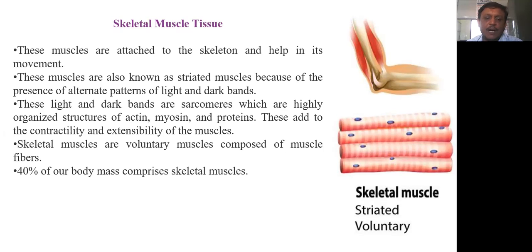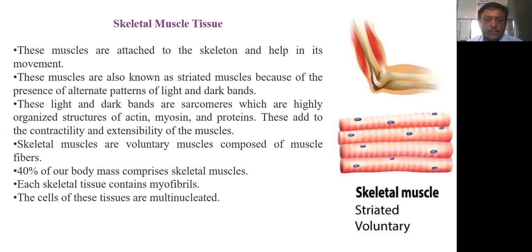40% of our body mass comprises skeletal muscles. So whatever the mass of our body is, 40% of it is made up of skeletal muscles. Each skeletal tissue consists of myofibrils. The cells of these tissues are multinucleated. That means here we can also see there is more than one nucleus in one cell.